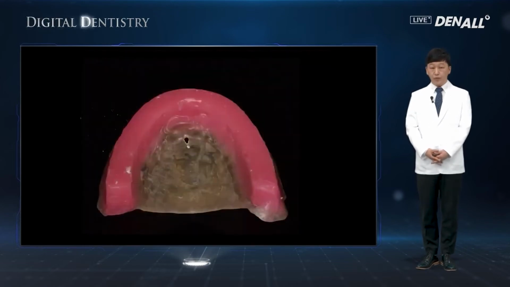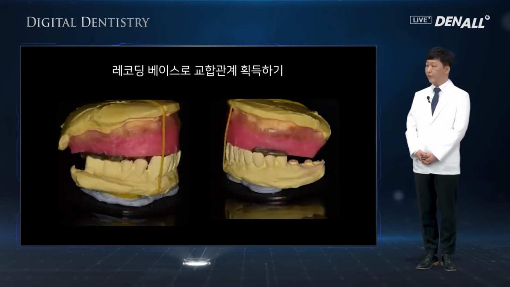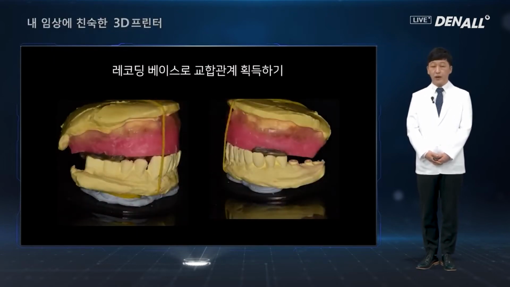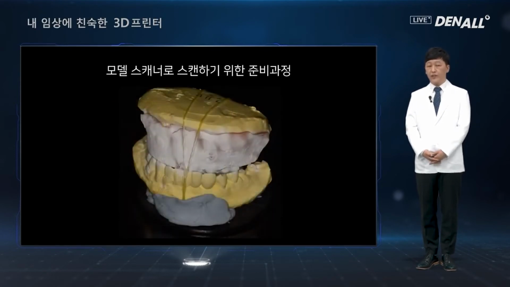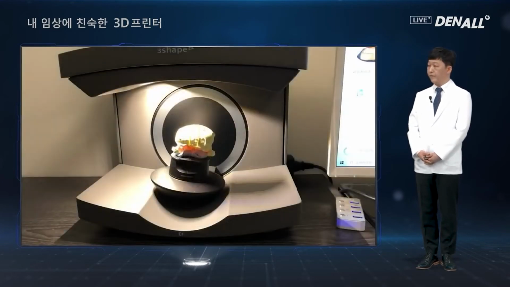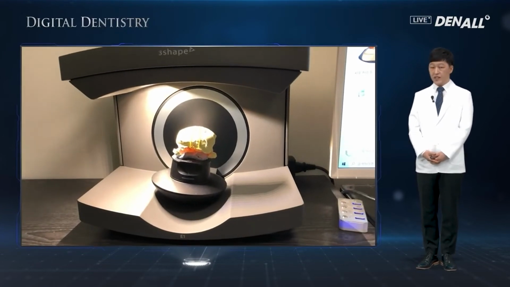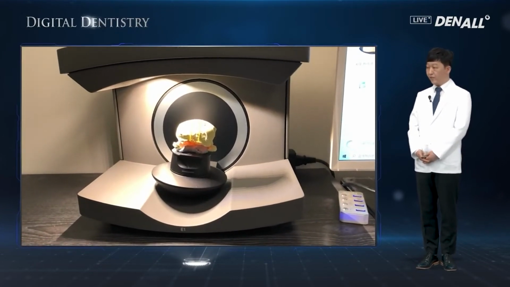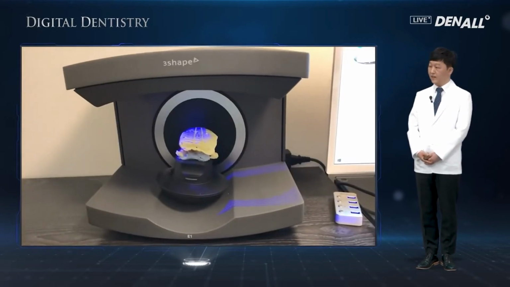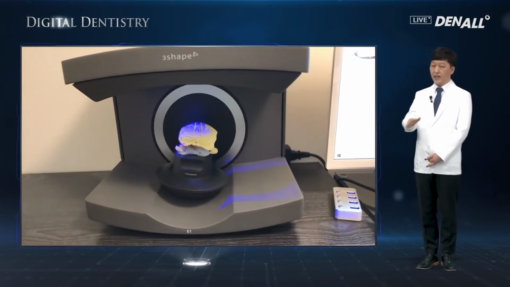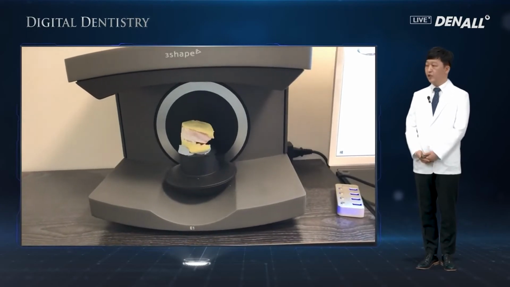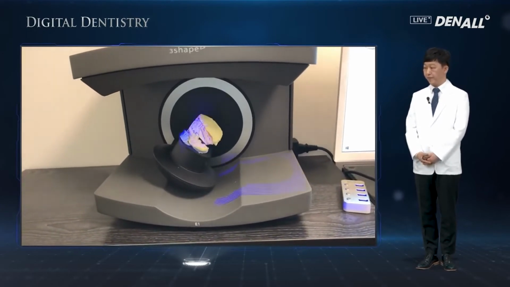A ready-made wax rim is mounted and it is inserted into the mouth of the patient. The occlusal relations were acquired, and the acquired relations will be scanned using a model scanner like this. It is mounted on the model scanner, just like snowboarding on a field of snow. It is moving side to side as it is being scanned.